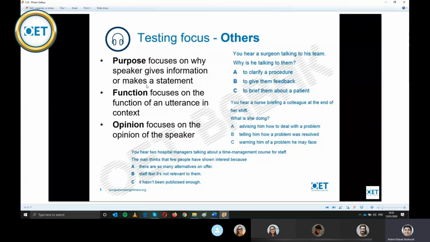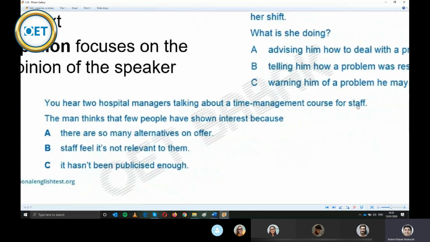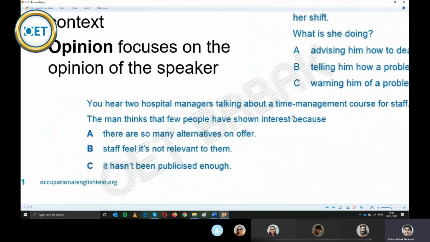For example, it asks: you hear a surgeon talking to his team. Why is he talking to the team? What is the purpose? And this one: you hear a nurse briefing a colleague at the end of her shift. What is she doing? So what is the function? Is she advising? Is she telling? Is she warning? Opinion focuses on the opinion. You hear two hospital managers talking about a time management course for staff. The man thinks that few people have shown interest because, okay, that's his opinion, right?